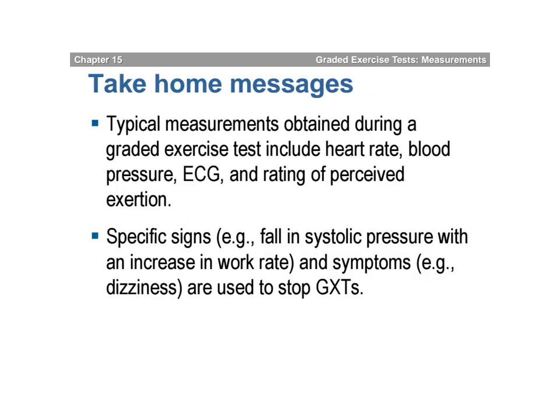So our take-home messages are: typical measurements obtained during a graded exercise test include heart rate, blood pressure, we can do ECG, electrocardiogram, and rating of perceived exertion. Specific signs, for example, a fall in systolic blood pressure with an increase in work rate, and symptoms, for example, dizziness, are used to stop graded exercise tests.